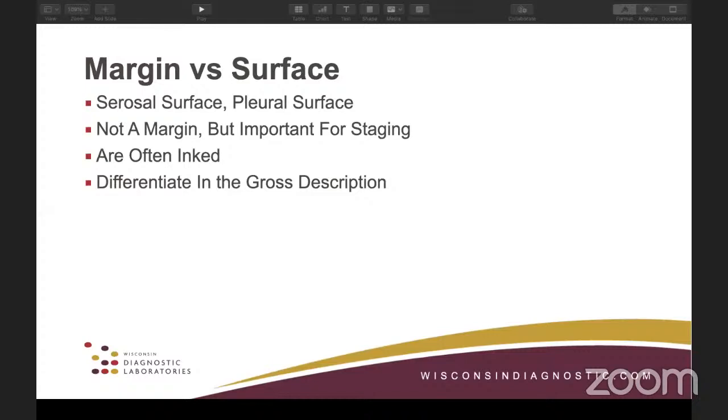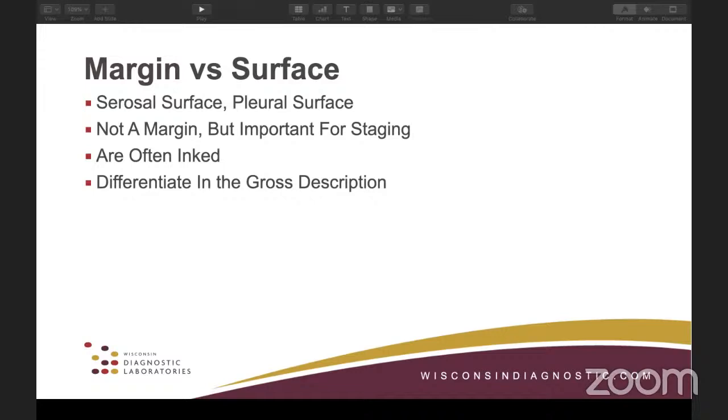Now I want to make the distinction between a margin and a surface. Things like the serosal surface on a uterus, the uterine serosa, or serosa on a colon specimen, or the pleural surface on a lung, like we just saw. Those are not margins, but they're important surfaces. So you shouldn't call it a margin, but these are important for staging. And you can often ink these as well.